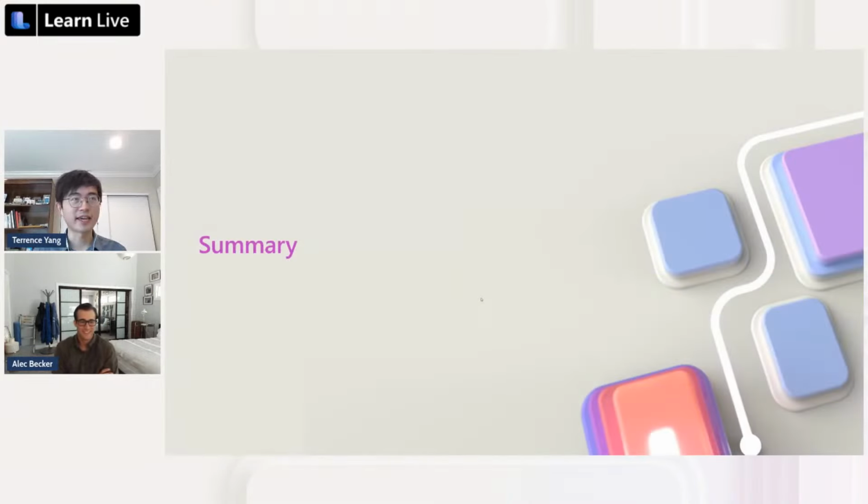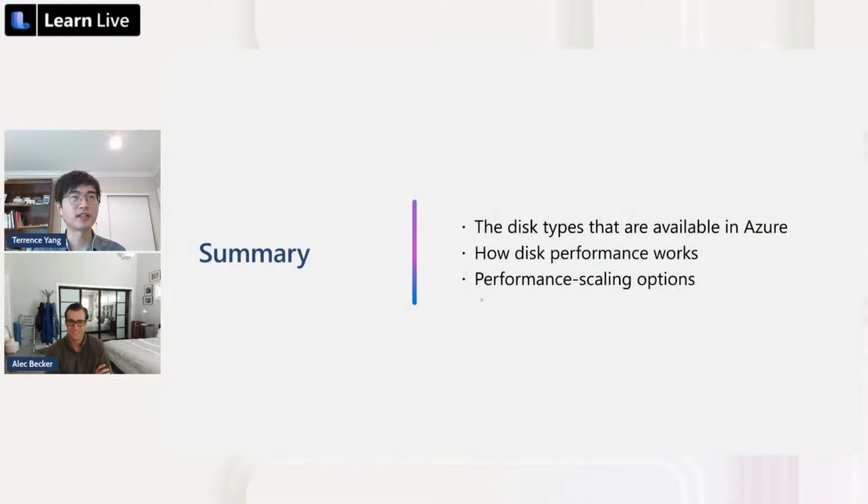So we have reached the end of today's presentation and the learning session. In a quick recap, we have gone through the different disk types that are available in Azure, from HDDs, lower cost, to high performance ultra disks. And we have understood how disk performance works: IOPS, latency, and throughput. And Alex showed a wide range of different performance scaling options.